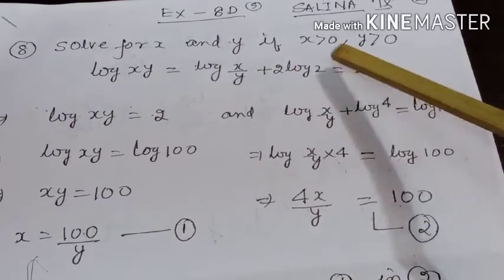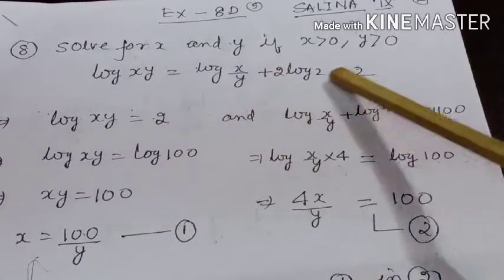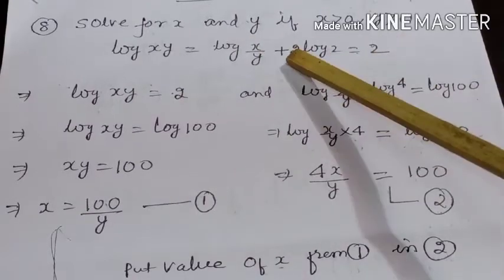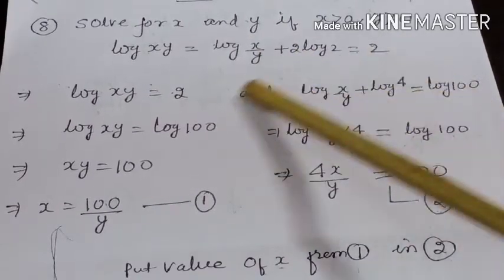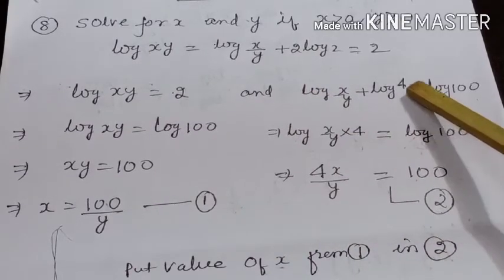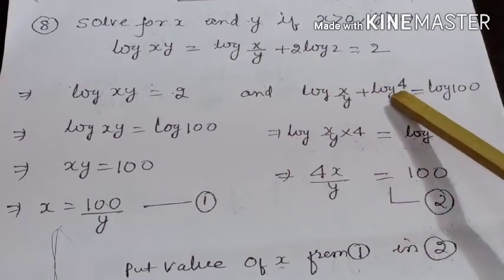So you'll find that this whole expression has three parts: first part, second part, and third one. So what we'll do, this one will be equated to 2 and this one will be separately equated to 2. So I have written log xy is equal to 2 and I have written log x by y plus log 4 is equal to log 100. For the information, this 2 has come here, so it has become log 4.